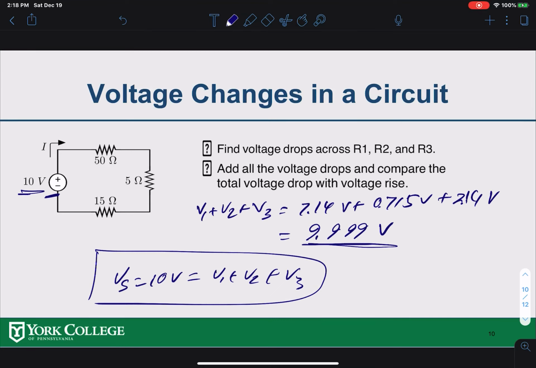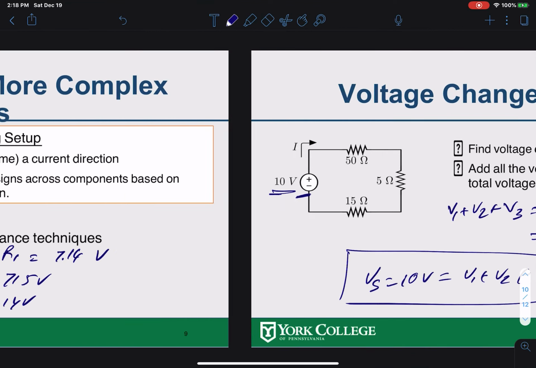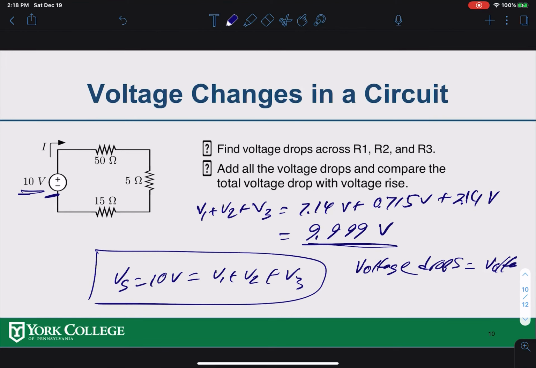So voltage drops in the circuit equal voltage rises. That's what it's saying. So the voltage drops should be equal to the voltage rises in a loop in a circuit. All right. So now I'm going to define the loop. This is called a loop here.